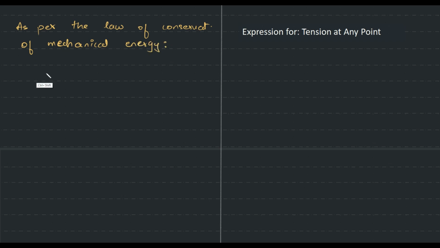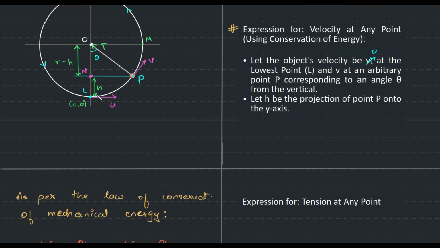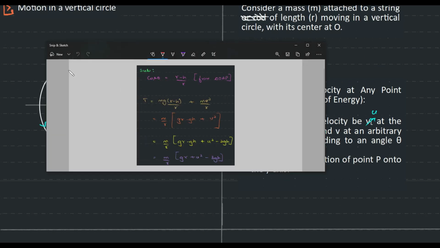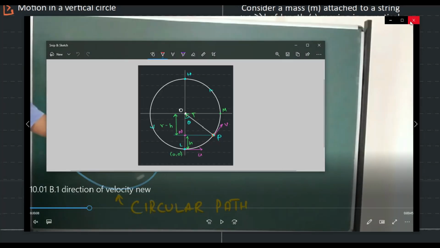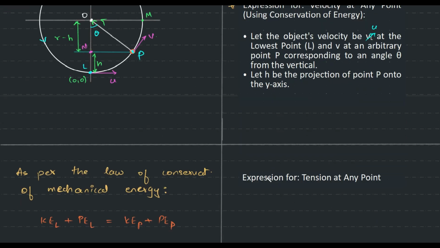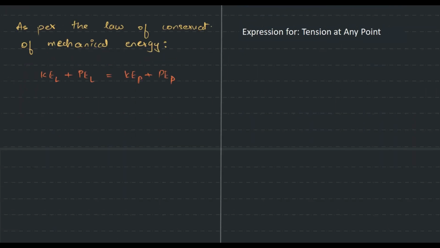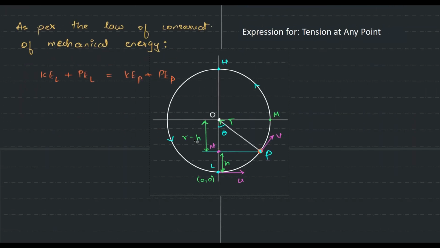So this tells that mechanical energy for a given system is conserved. So the kinetic energy plus the potential energy at point L, the lowest point, should be equal to kinetic energy at point P plus the potential energy at point P. Remember, L is over here and P is over there. Okay, for the sake of convenience, I'll erase this in a second. Let me paste it over here.